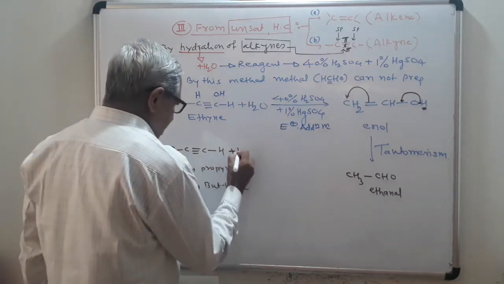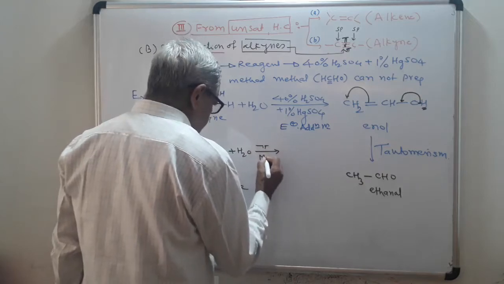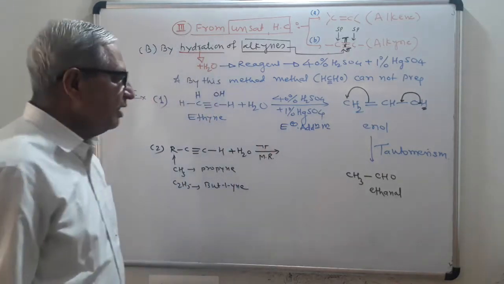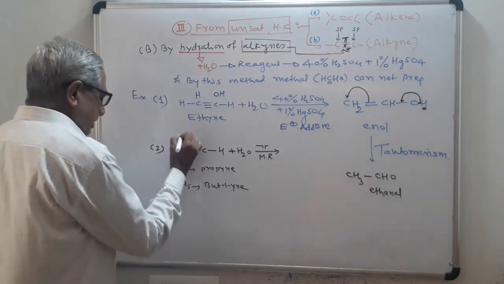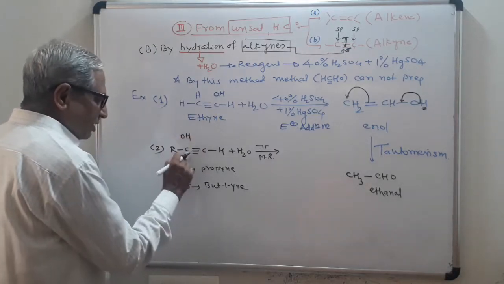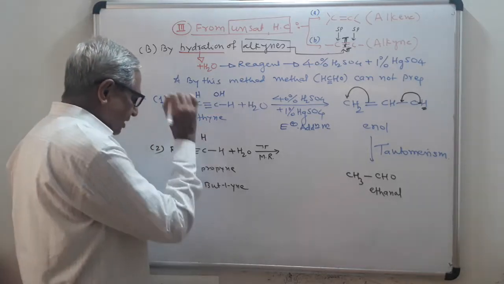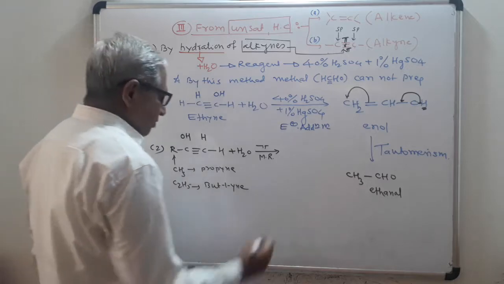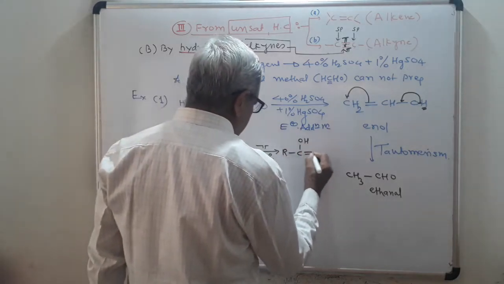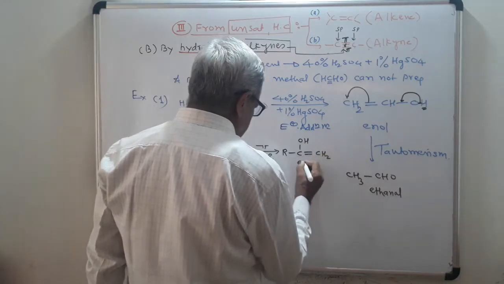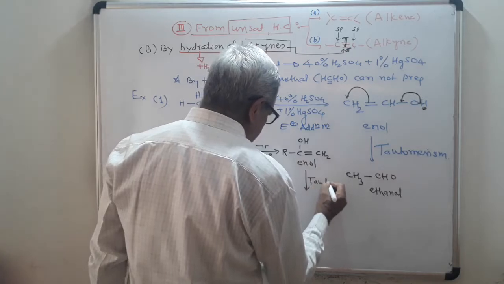You will add a water molecule here by using the same reagent. Here you have to use the Markovnikov rule, because the alkyne is unsymmetrical. The negative part of the reagent, that is OH minus, will go to the carbon atom which carries less number of hydrogen atoms, and you will add a hydrogen atom here. So you will get the enol form R-COH=CH2. This is the enol form. It immediately undergoes tautomerism.